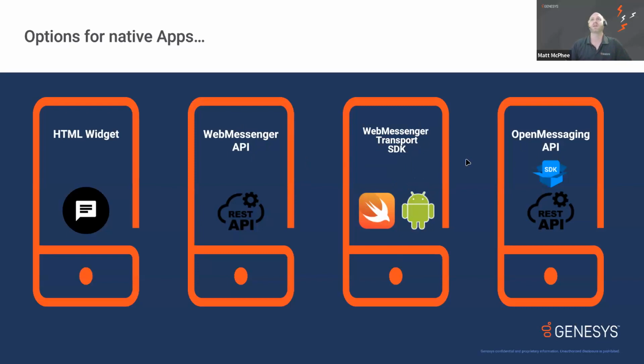Then the last option is the Open Messaging API. Now, while the Open Messaging API is a raw RESTful API, because it's part of our platform, it is actually also offered in the platform SDKs that we deliver, such as JavaScript, Node.js, those other different ones that we have.